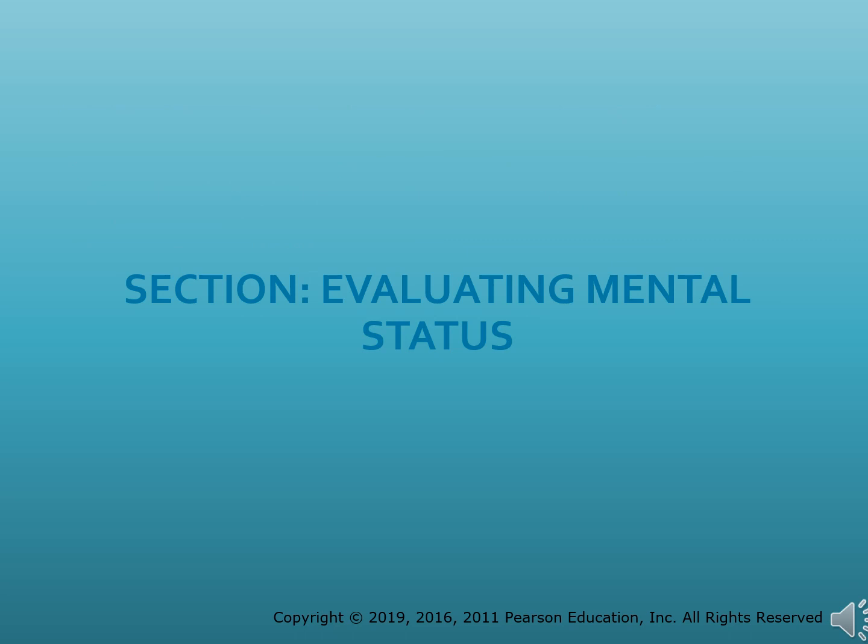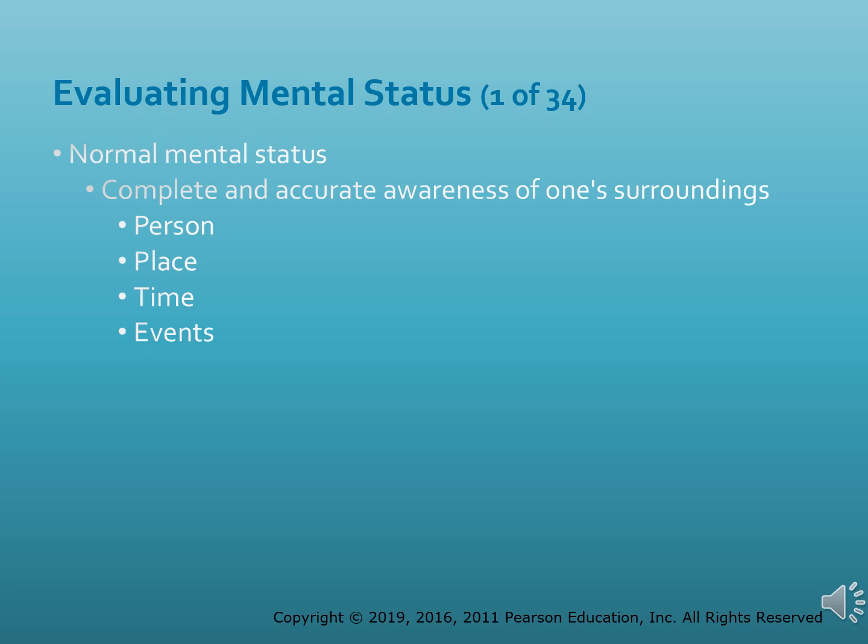In this next section, we're going to talk about evaluating mental status. A normal mental status means they have a complete and accurate awareness of one's surroundings: person, place, time, and events. So what criteria are used to judge normal mental status in patients? That's these: the person, place, time, and events.